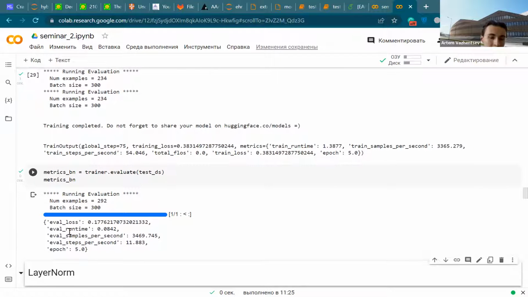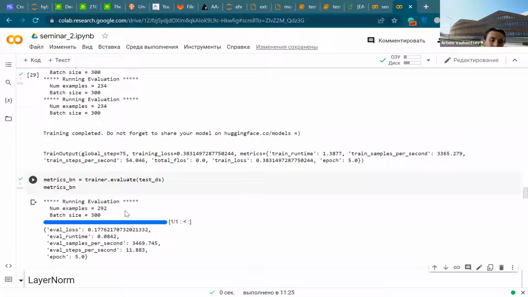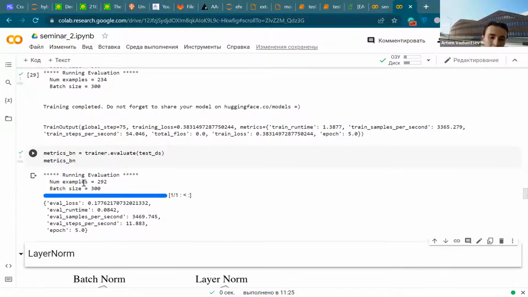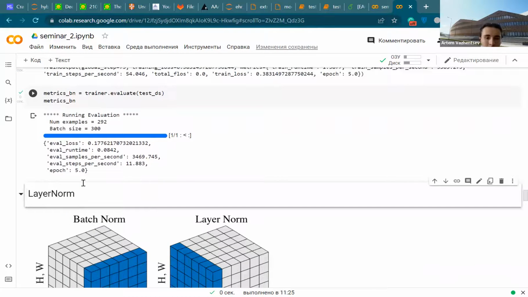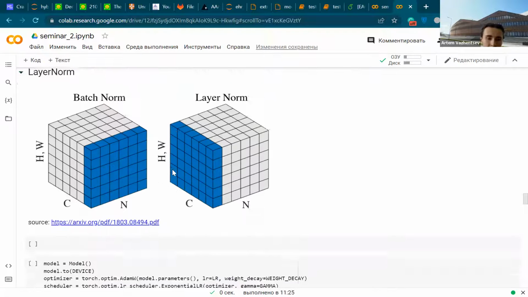Now we get some results with batch normalization. After we implement all these models with additional layers, we will see how our metrics change, and we can select the best model. Also, we can repeat the same with layer normalization.